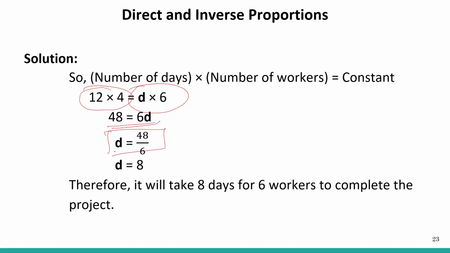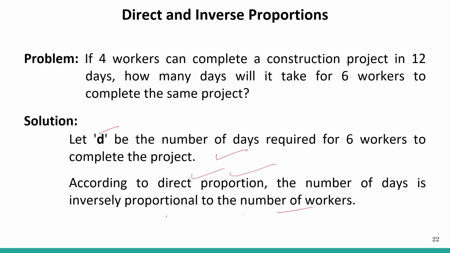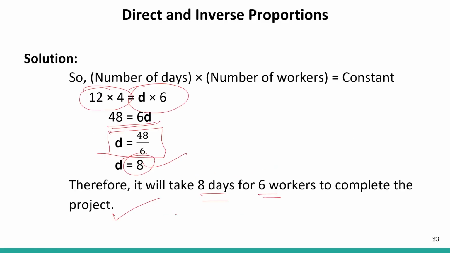So what we did was algebraically calculate the value of d. So d is nothing but 48 by 6, which is 8, right? So 8 will be the answer. Therefore, it will take only 8 days for 6 workers to complete that same project, which was being completed in 12 days by 4 workers.